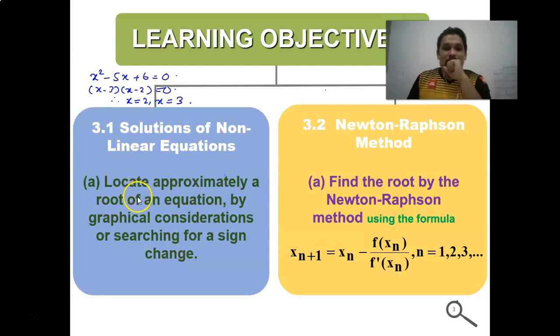This case is where you cannot find the roots of the equation easily, as I showed you here. Locate a solution of nonlinear equation. First, we're going to locate approximately a root of an equation by graphical consideration or searching for a sign change. And for the Newton-Raphson method, find the root using the formula of this.